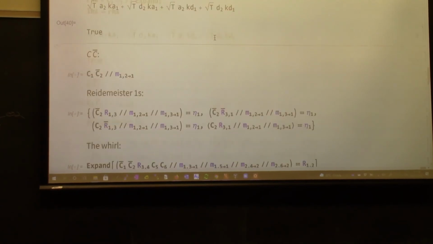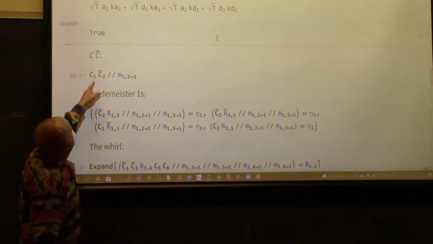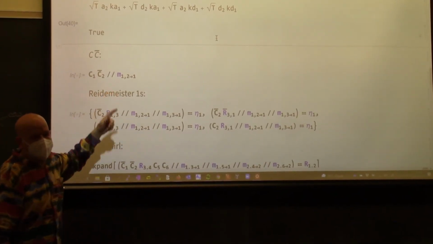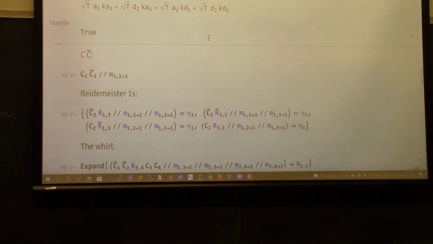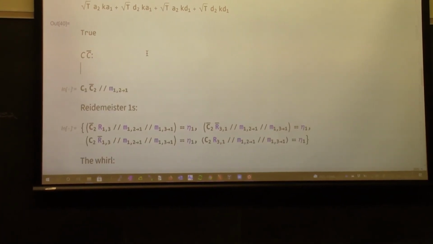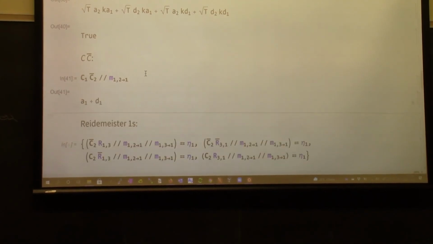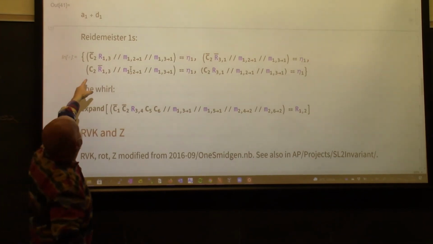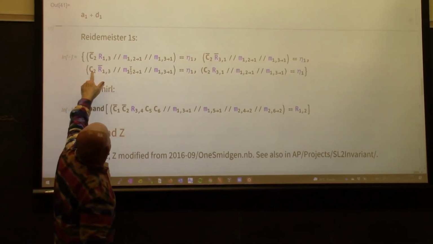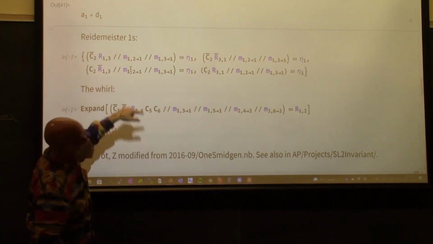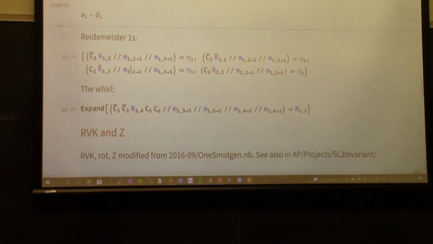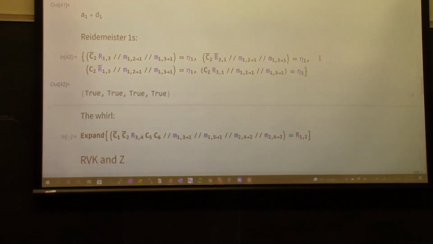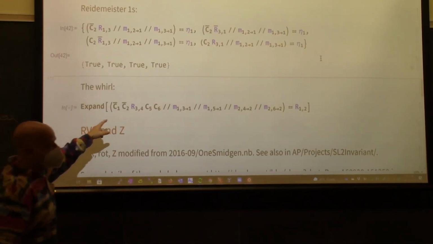Okay? Then, in fact, I should have checked even earlier that C and C bar are inverses. Let's check it. What did I do? Here. Well, the output, I didn't check what it's equal to. I just multiplied the product, and this is indeed identity. Then there are 4 Reidemeister 1s, so each one is made of a C and an R, or a C bar and an R bar. So I check all of them, and they're true.